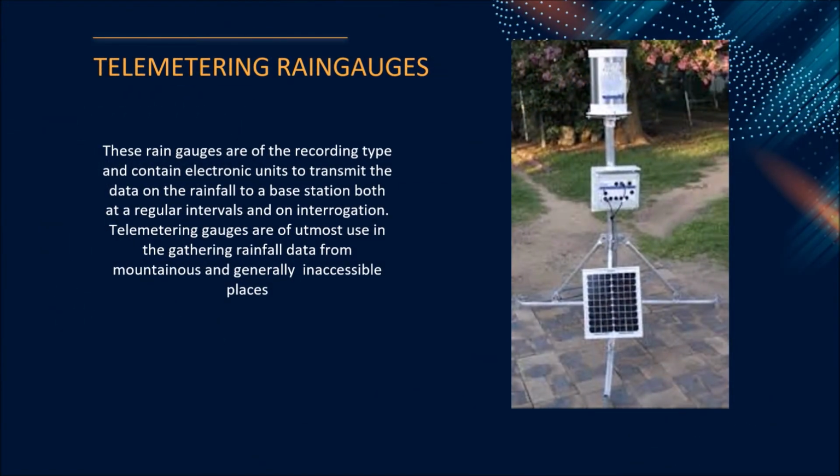The next one is the telemetry rain gauge. These rain gauges are of the recording type and contain electronic units to transmit the data on the rainfall to a base station both at regular intervals and on interrogation. Telemetry gauges are of utmost use in gathering rainfall data from mountainous and generally inaccessible places.